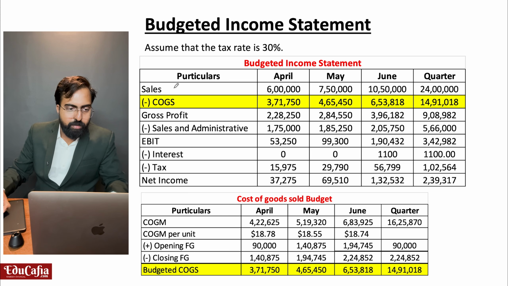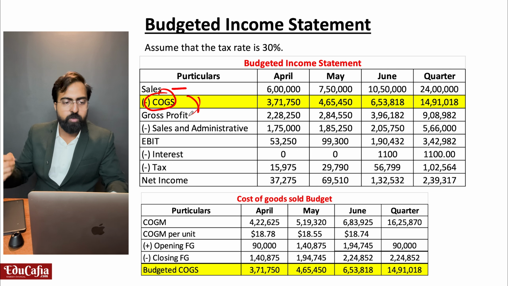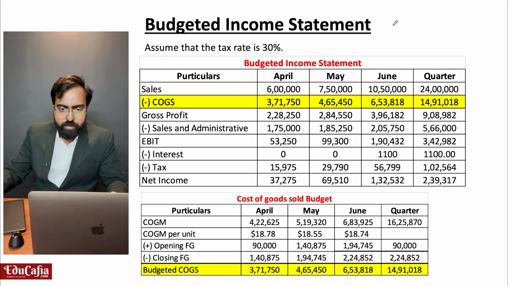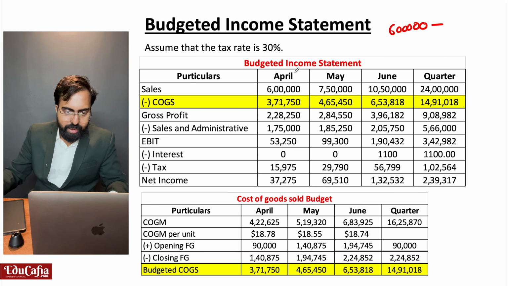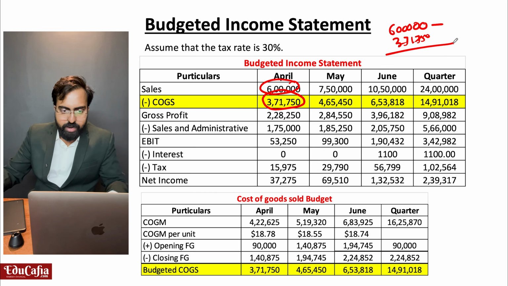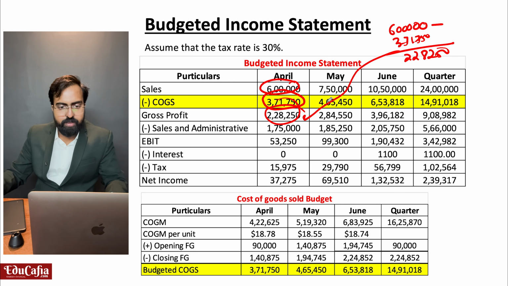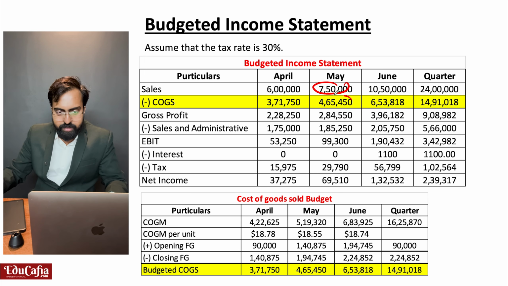Next, gross profit. Sales minus cost of goods sold is equal to gross profit, right? So 6 lakh minus 3 lakh 71,750 is equal to 2 lakh 28,250. That is our gross profit. Like this, deducting cost of goods sold from sales, we will get the gross profit for each month.